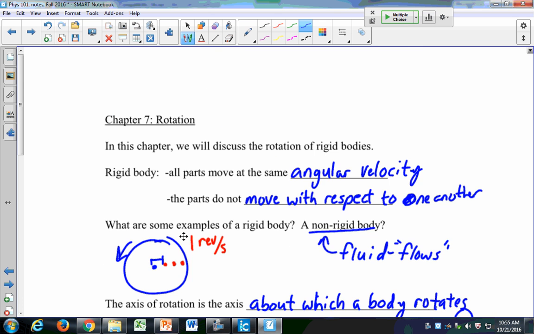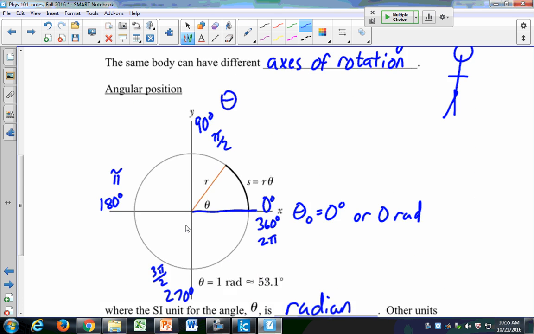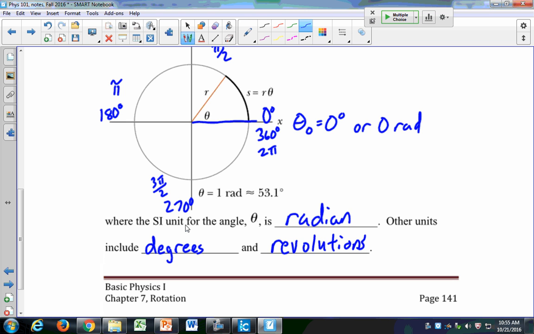You need to know how to convert between these different things. So remember that 2 pi radians is equal to 360 degrees is equal to 1 revolution. The SI unit for angles is always going to be radians, and so if you ever have any doubt at all, just convert everything to radians.